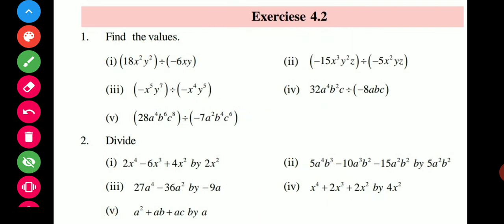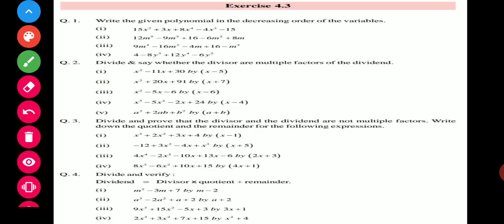Now the other part is for your homework, the remaining part, so you can do it at home. Now come to exercise 4.3. What will happen in this exercise?